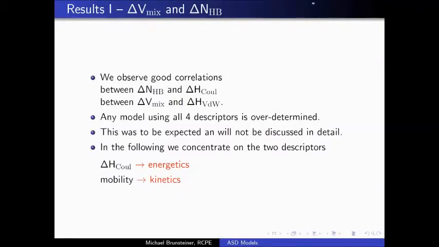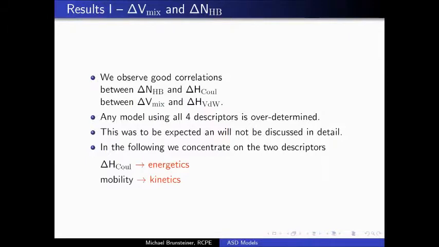So the first results that we saw is that the change in hydrogen bonds and the change in the Coulomb contribution to the binding energies or mixing energies correlate very well, as does the mixing volume and the van der Waals contribution to the mixing energies, which was to be expected. I won't discuss this here any longer. So we concentrate on these two descriptors: the Coulomb contribution to the mixing energies, and the mobility, which is basically the diffusion coefficients of these API molecules in the polymer matrix.